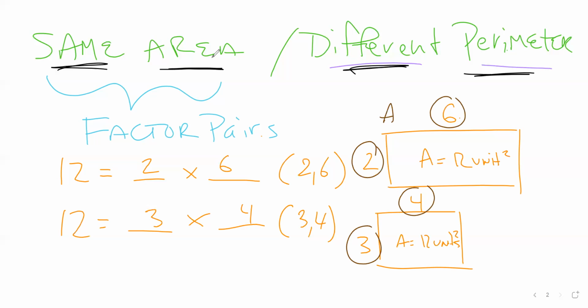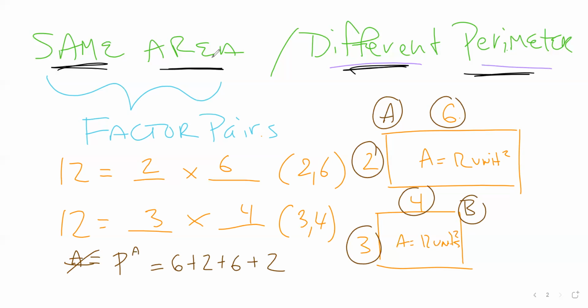So again, we'll call this A, we'll call this B. So A, the perimeter, oh, I shouldn't say it like that. That's going to look like area. The perimeter of A is going to be 6 plus 2 plus 6 plus 2, which is 16. And the perimeter of B is going to be 4 plus 3 plus 4 plus 3, which is going to be 14. So there we go. Okay, it just worked again.